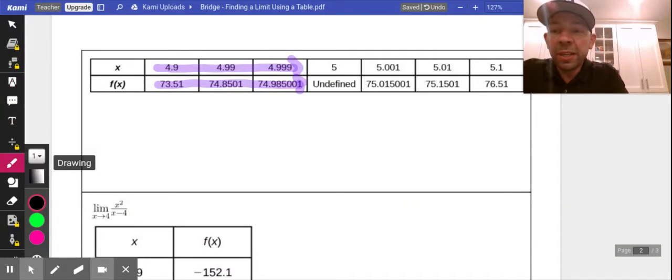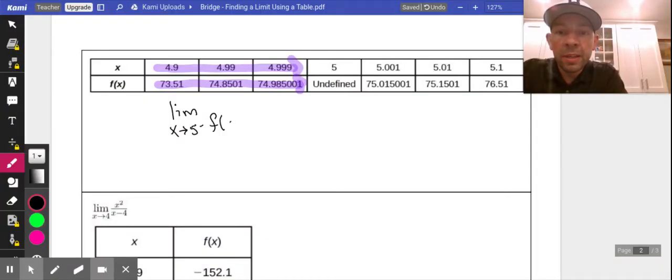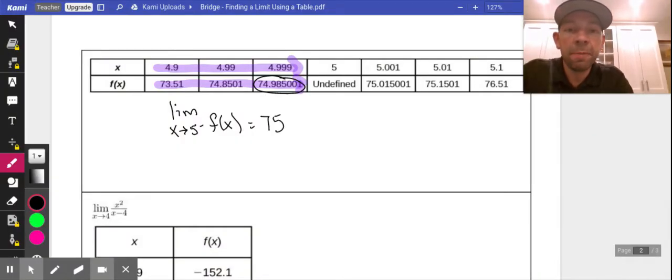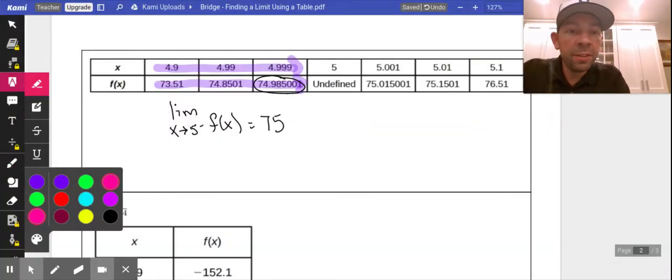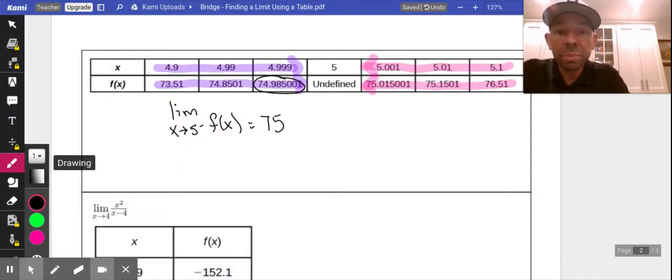So in this particular case, all we're going to say is it looks like x is approaching 5 from the left. And while that's happening, we're getting closer and closer to, what do you guess? Yeah, it looks like 75. And if we jump to the other side of 5 and approach 5 from the right-hand side, the corresponding values are getting closer to 75 again.